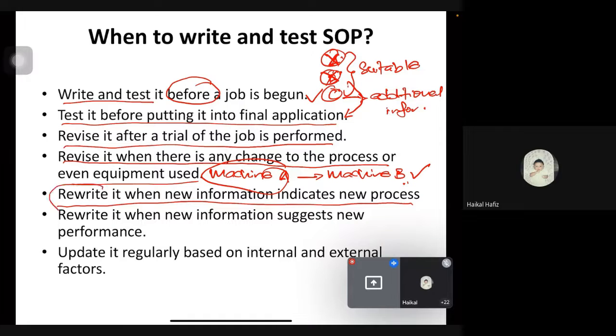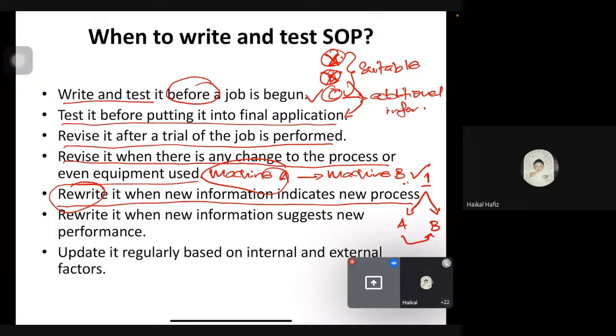You need to write it back. Let's say you put in new information, and the outcome will be different. Maybe this is step number 1. Previously, it goes to A. After some additional information that you put into the SOP, the new outcome is going to be B. So you cannot use the same SOP, you need to change it to the new one, because the outcome will be different.